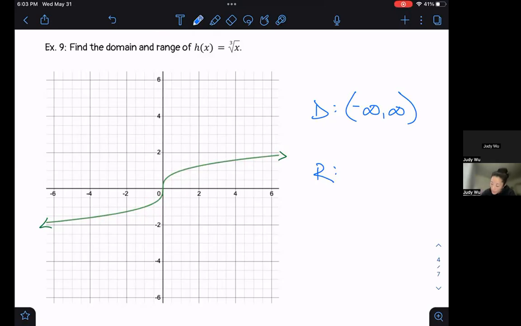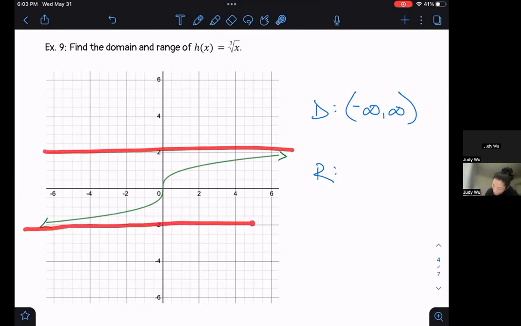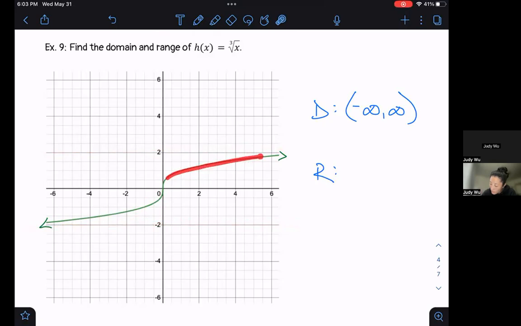And then for our range, it might look like it's stuck between these two, but as it turns out, it does keep going up. It just gets really, really slow in going up, right? That means our range is also everything. It just takes a little bit longer to get to some of those really big positive values or really negative values.